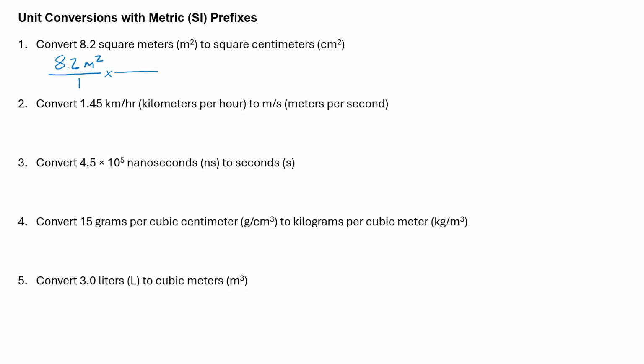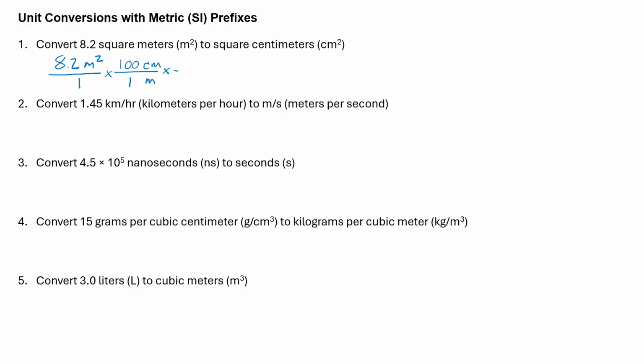Now, we want to convert meters squared to centimeters squared. So we know the relationship between meters and centimeters. I don't know the relationship between meters squared and centimeters squared, and I really don't have to. But I know that 1 meter is 100 centimeters. That's something that you really should know. But we're not done because meters and meters squared don't cancel out.